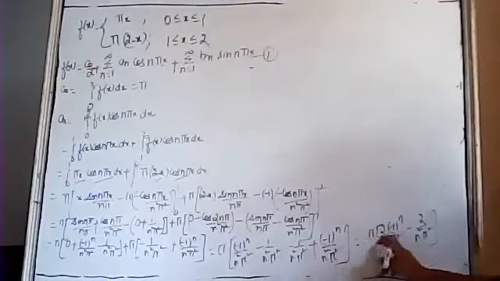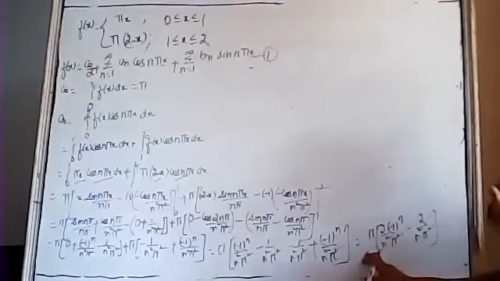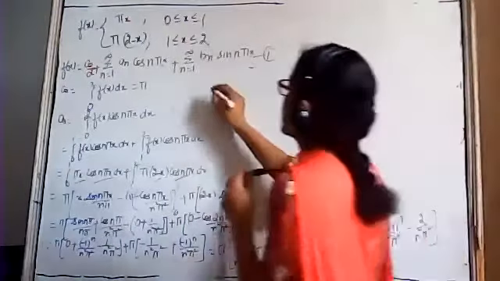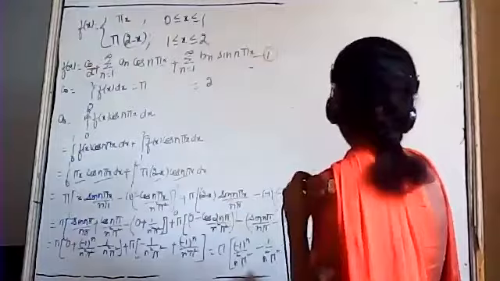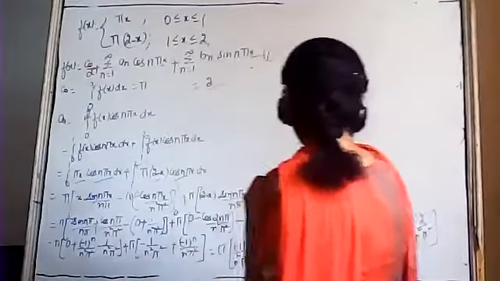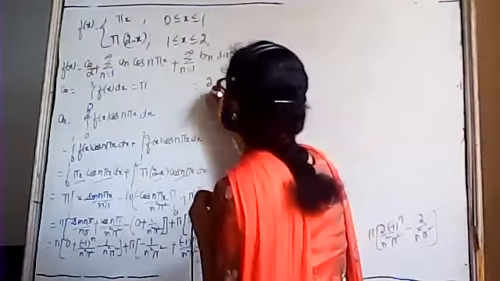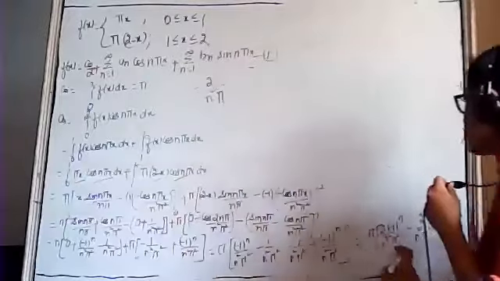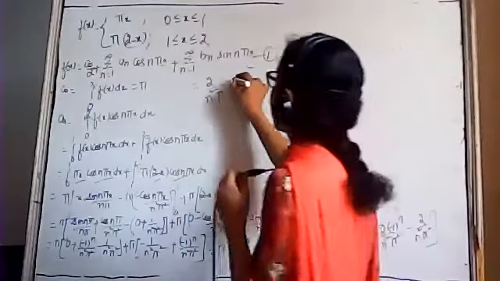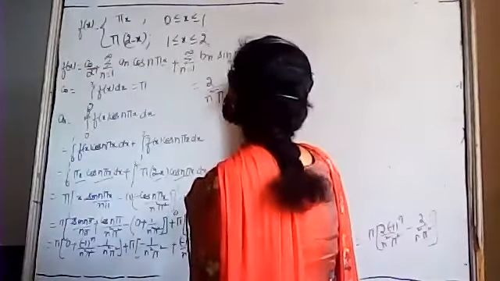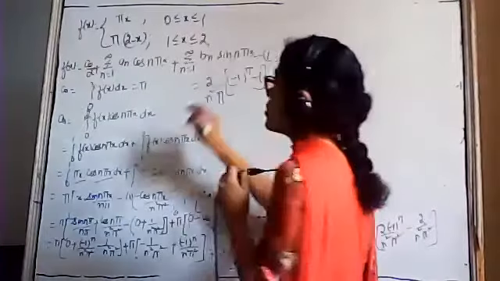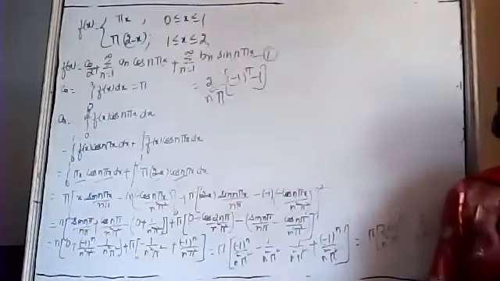One pi can be taken outside the bracket and it will be cancelled out. 2 can be taken outside the bracket. You will get 2 upon n square pi, because 1 pi will be cancelled out, and inside the bracket we will have minus 1 to the power n minus 1. So this is the value of an.